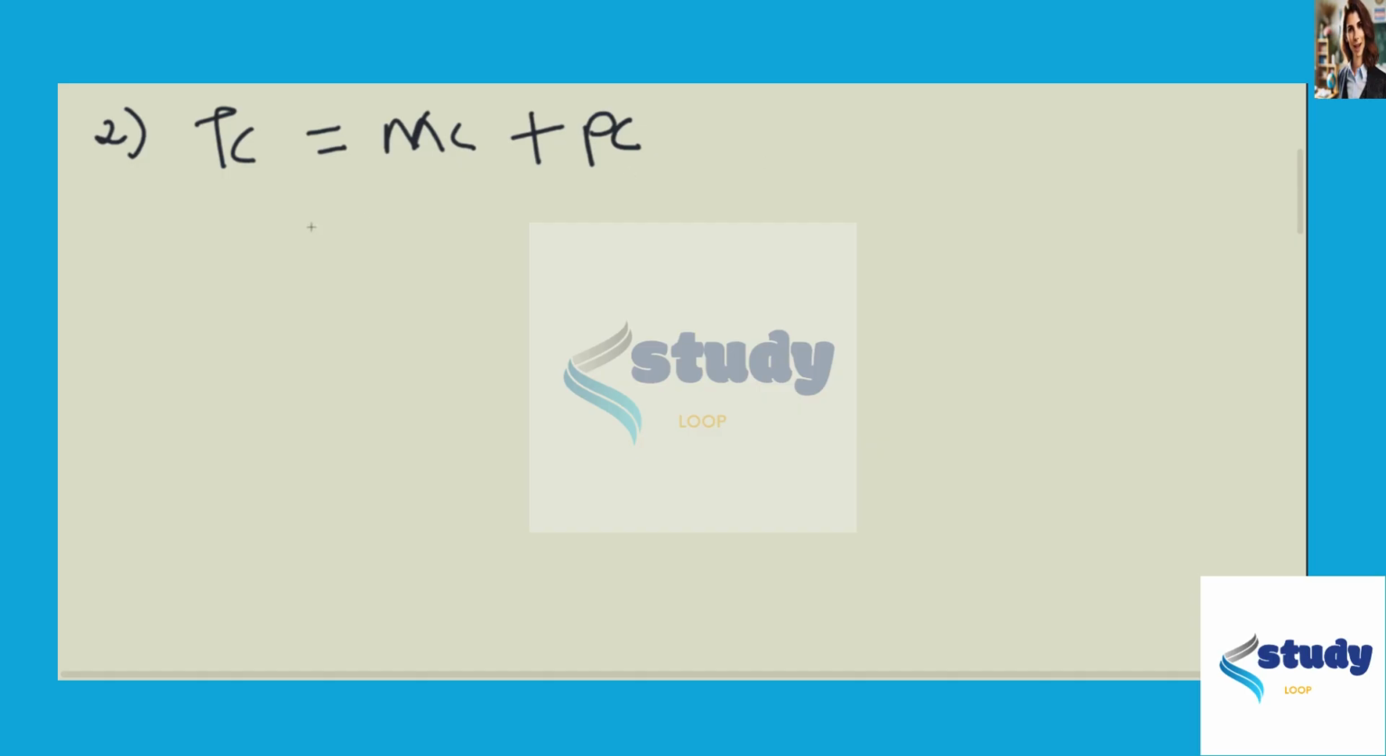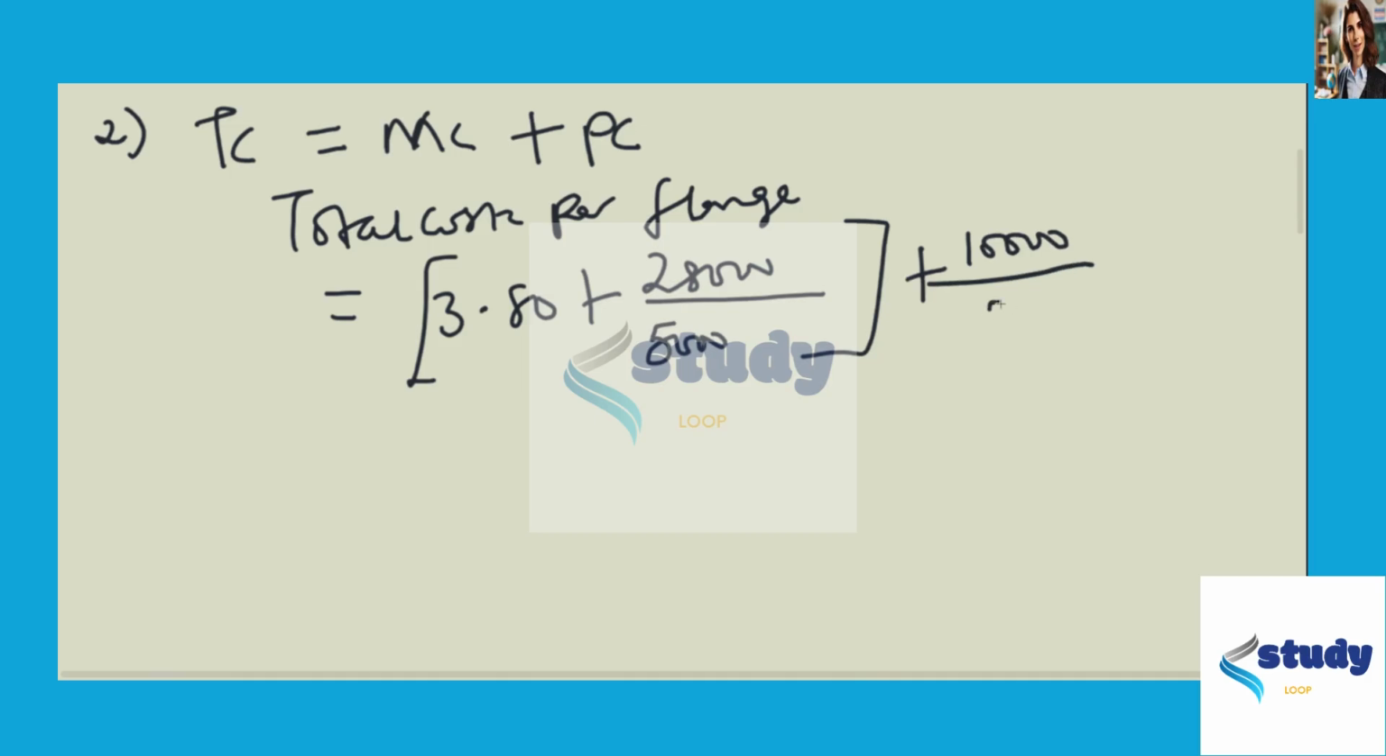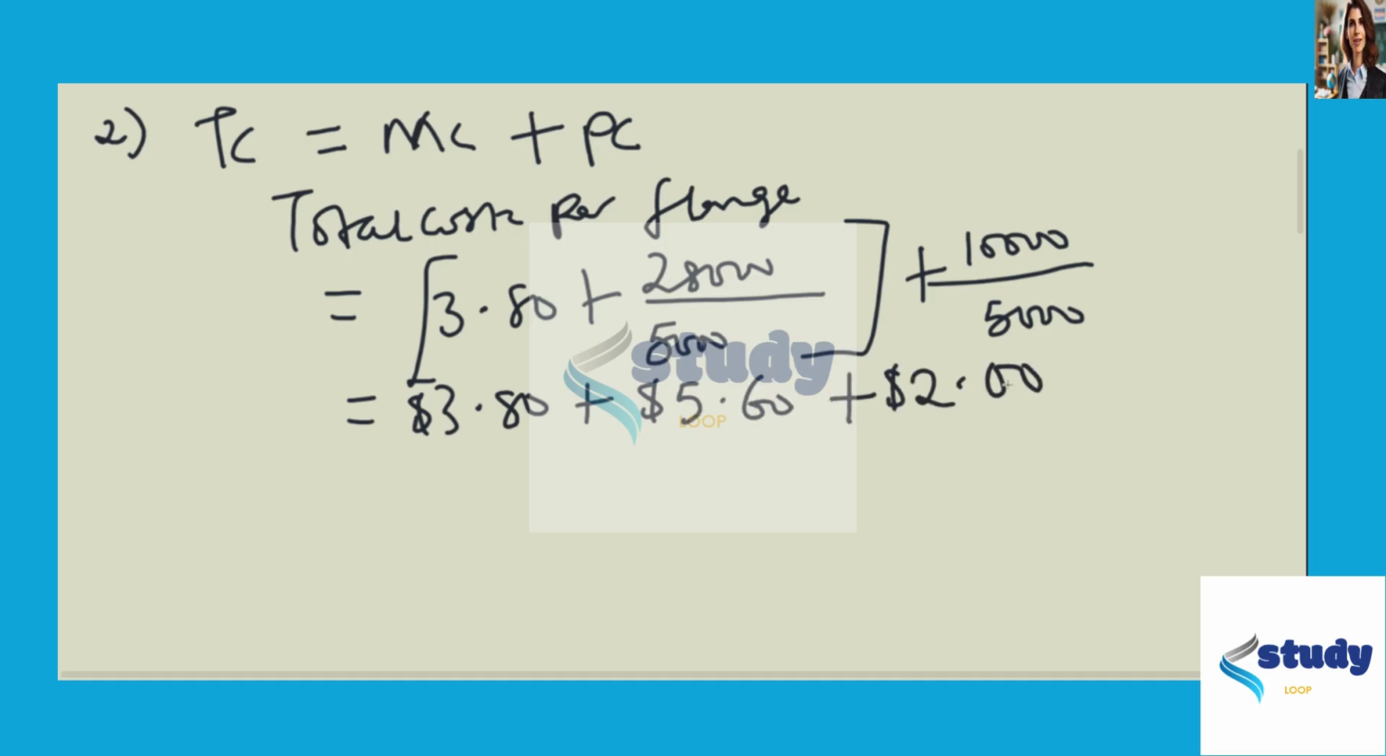So the total cost per flange of company G should be equal to $3.80 plus $28,000 divided by 5,000 plus 10,000 divided by 5,000, and this is equal to 3.80 plus 5.60 plus 2.00. So the total cost per flange will be $11.40.